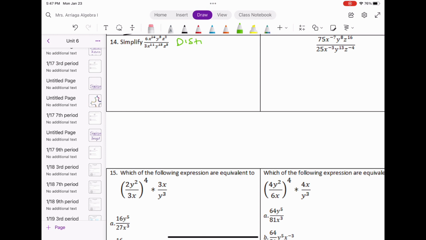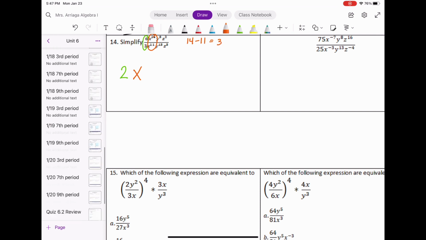Okay, so 14, we simplify, and we did a question like this on the quiz. Since we don't have anything to distribute, we can skip that step and go ahead and start dividing. So let's divide 6 by 3. 6 divided by 3 is 2. And now let's divide those x's. When we divide the same base, that is the quotient of powers rule that says you subtract the exponents. So 14 minus 11 is 3.